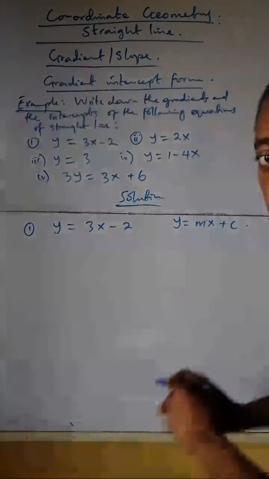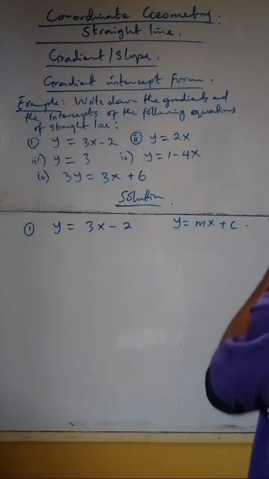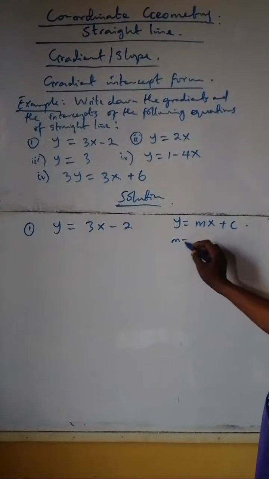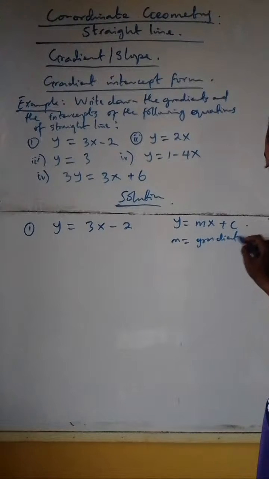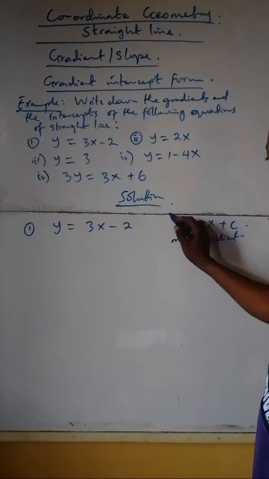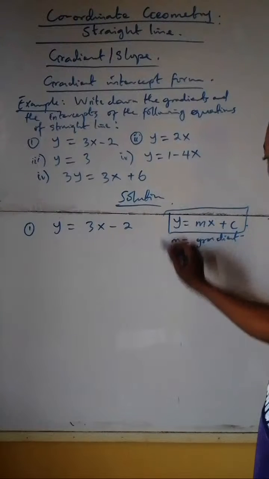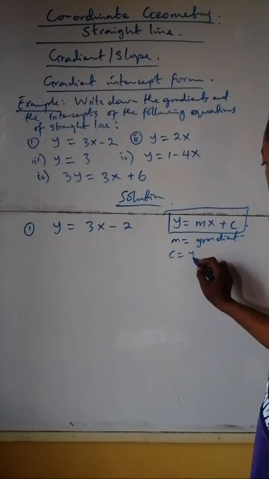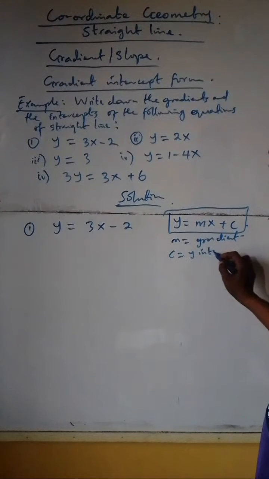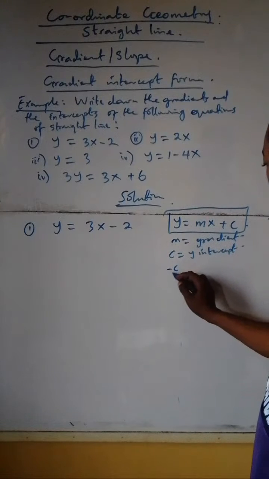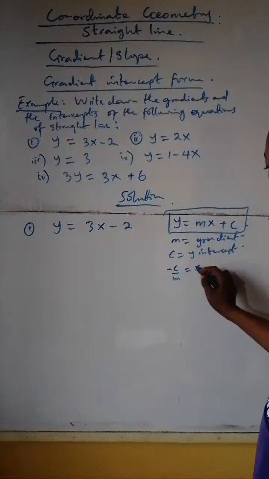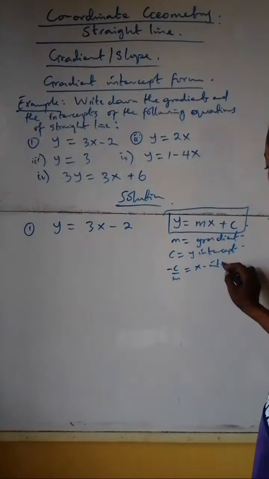And here, don't forget that m here is a gradient. M is gradient. So let's write this out here. In this formula, m is a gradient, c is the y-intercept, and minus c over m is the x-intercept.